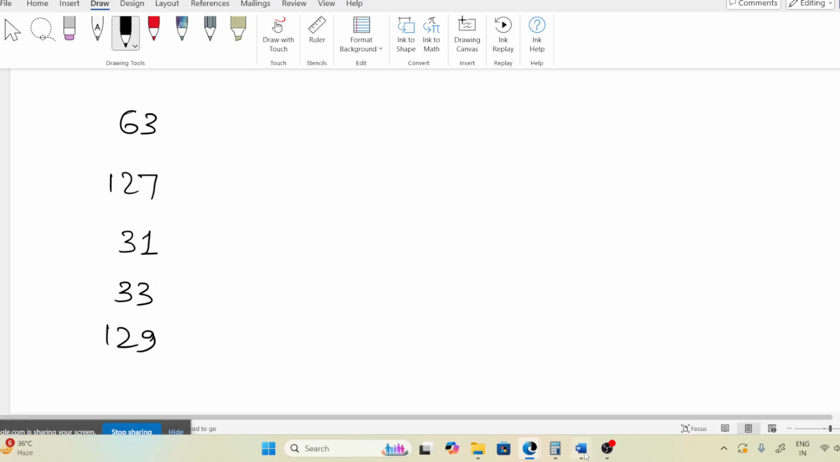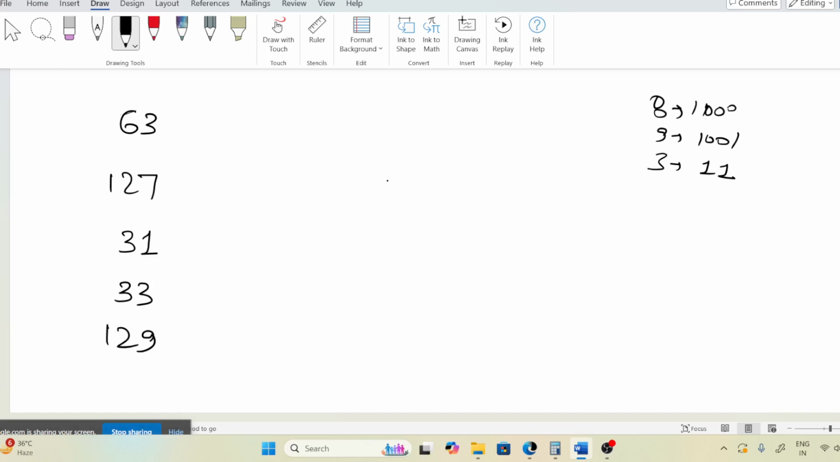First, the basic concept should be very clear. If I ask you to write 8, how can we write 8? 1, 0, 0, 0. Like this we can write 8. If I ask you to write 9, it is 1, 0, 0, 1. If I ask you to write 3, how can we write 3? 1, 1. If I ask you to write 16, how can you write 16? 1, 0, 0, 0, 0. This is the basic concept that should be very clear to you.